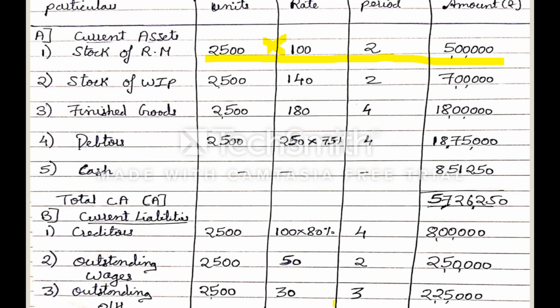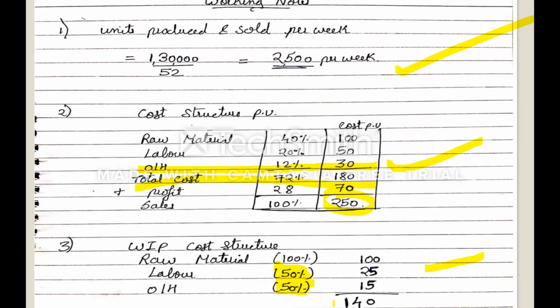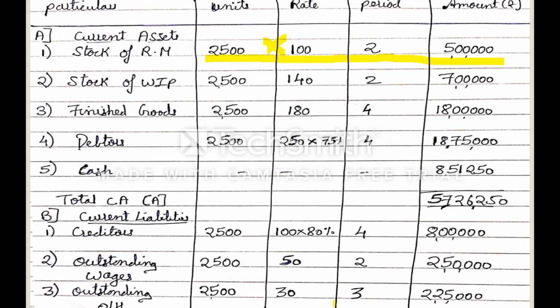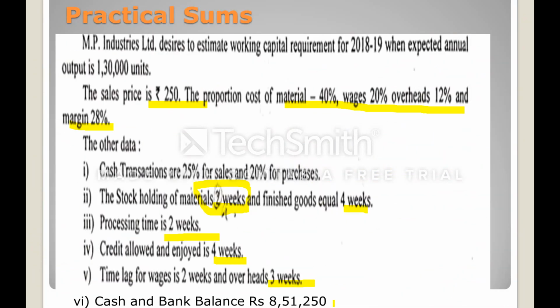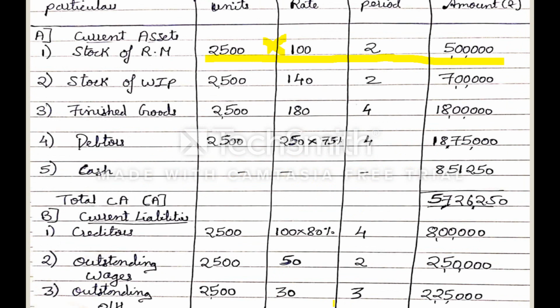Next is stock of WIP. How will we get stock of WIP? 2500. Again units remain the same. The WIP cost we have calculated in working note number 3, which comes to 140. Right there, 140. How much is the time period? Go back and check in the problem. The third adjustment says processing time is 2 weeks. So I'm going to write there time period 2. Multiply, you'll get the answer.